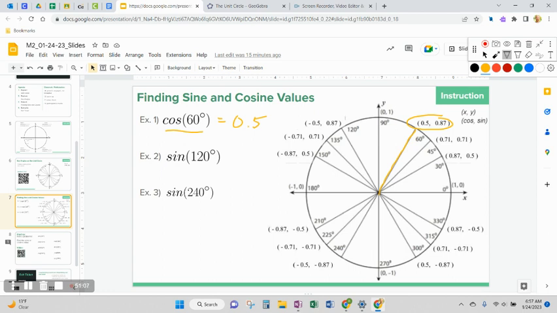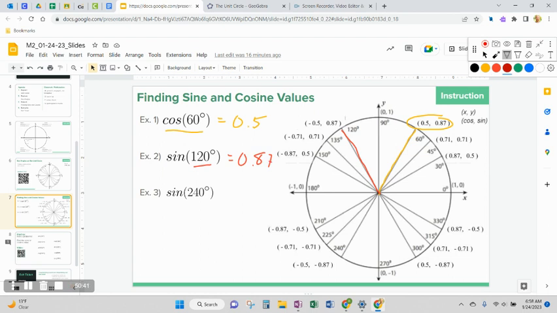I'll go ahead and do this as well. So I'll use our salmon color for this next one here, sine of 120. I'm going to go to my unit circle and trace along that 120 line and see that that sine value is not negative 0.5. That's our cosine value. My sine value here is 0.87.